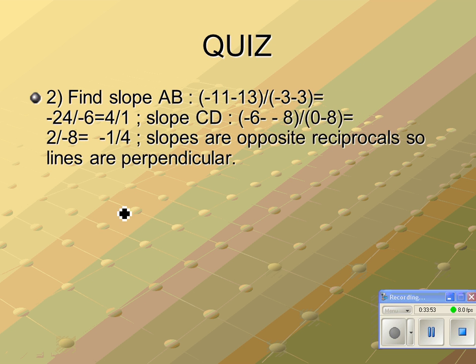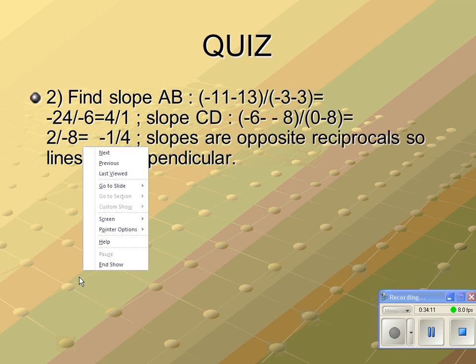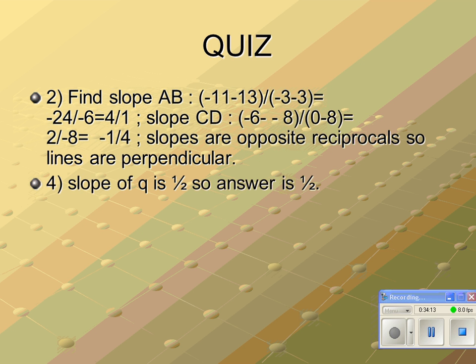First one, find the slope of AB and the slope of CD. The slope of AB was 4/1, and the slope of CD ended up being -1/4. If those are your two slopes, what does that tell you about the two lines? They're perpendicular to each other because they're opposite reciprocals. Next one, the slope of Q, you could count it on the graph. It was 1/2. So what's the slope of a line that's parallel to that? 1/2.